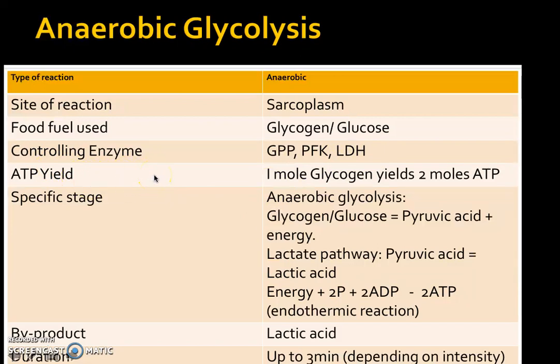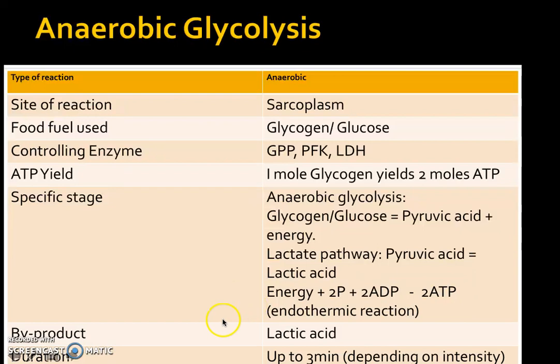Also, note what the yield is. So what are you actually getting from the system? And use the term mole. So 1 mole glycogen yields 2 moles of ATP. And then in this specific stages, there are three real stages in the anaerobic glycolysis. So what's happening with the glycogen first and foremost? So glycogen is broken down into glucose, which gives us pyruvic acid plus the energy. So that's very important. And then the second component to this is the lactic pathway. So the pyruvic acid, we know that then turns into lactic acid.